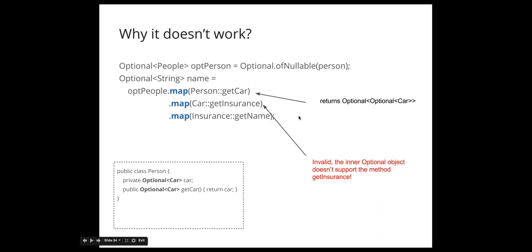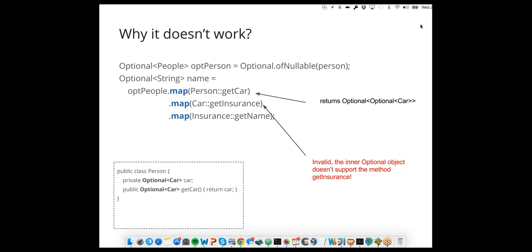Unfortunately, this code doesn't compile. The problem that we've got here is that getCar in our refactored model returns an optional of a car. The next method here is expecting a car object to extract the insurance, but the object is optional. So we get a sort of nasty optional of an optional of a car that is returned, and that's not really helpful.